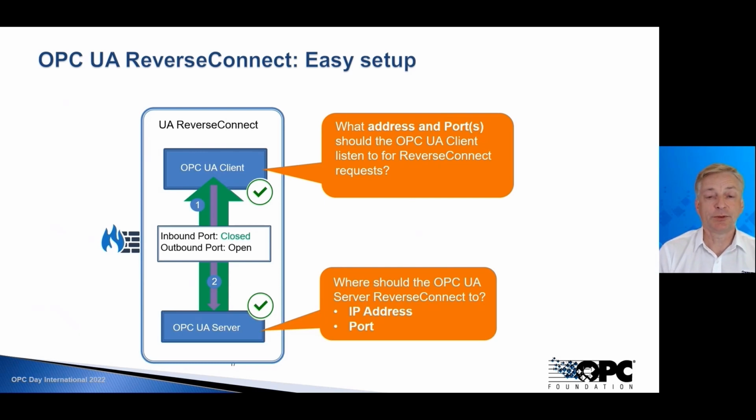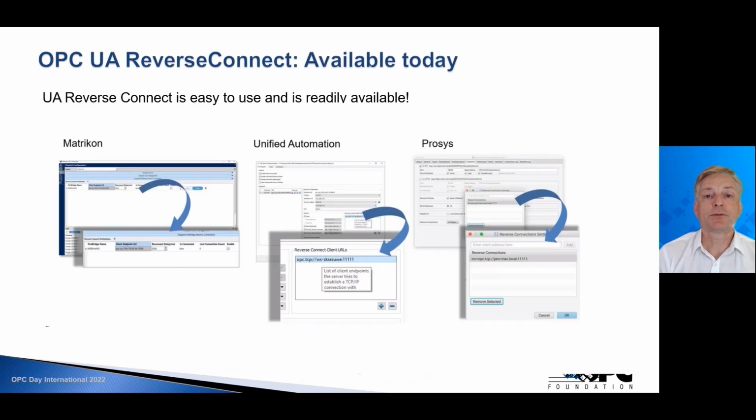So even though you are doing a reverse call to the client, you still follow the same process after that in order to connect the client to the server. It's just that you're using the connection that the server made. This is a standard feature of OPC UA, and it's built into a number of products. For example, vendors like Matricon, Unified Automation, and Prosys have all implemented this in their SDKs to enable developers creating OPC UA applications to automatically be able to use ReverseConnect.